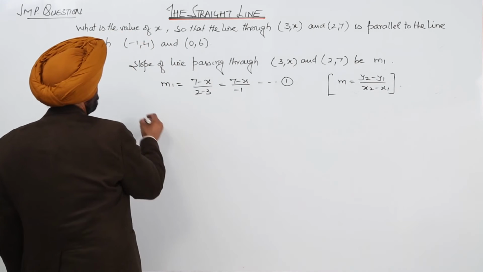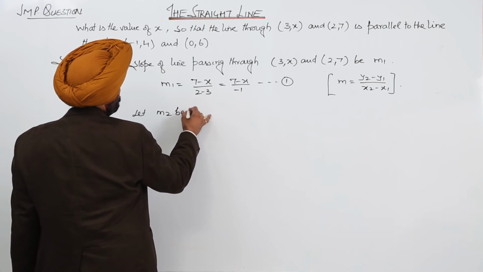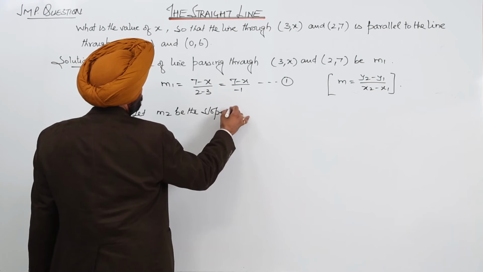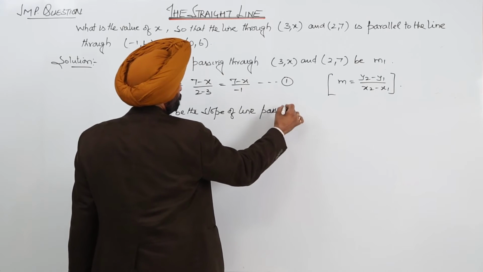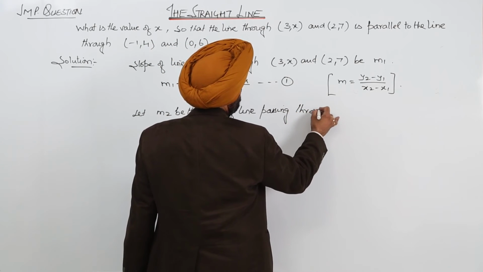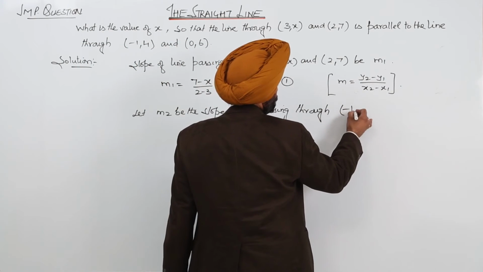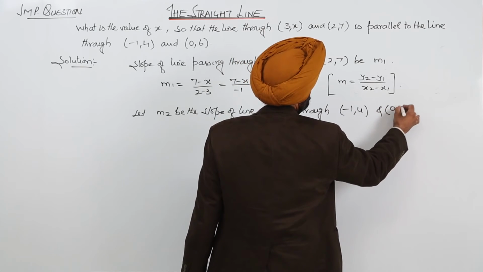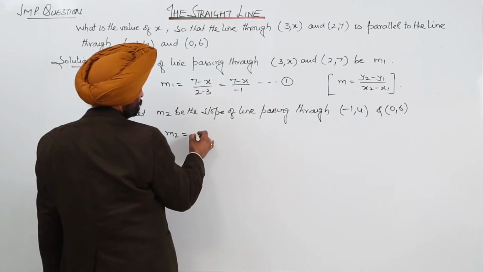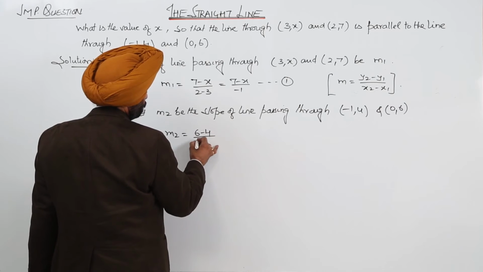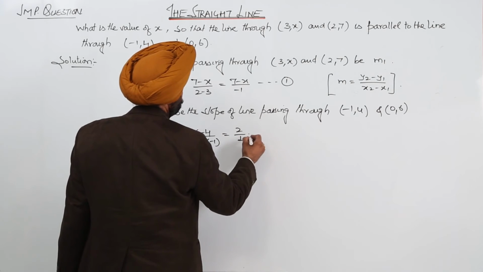Okay. Now let m2 be the slope of line passing through, now the second pair is negative of 1 comma 4 and 0 comma 6. Okay. Using the same formula, m2 is equal to (6 minus 4) upon (0 minus minus 1). So this is 2 upon 1.